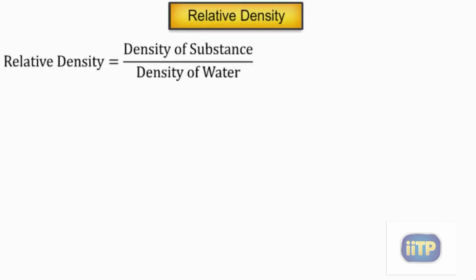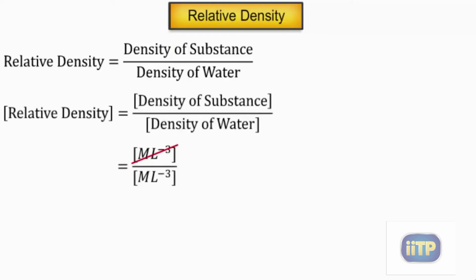For example, relative density is the ratio of the density of a substance to the density of water. As it is the ratio of two identical quantities, it does not have any unit. Therefore, the quantity relative density does not have any dimensional formula.